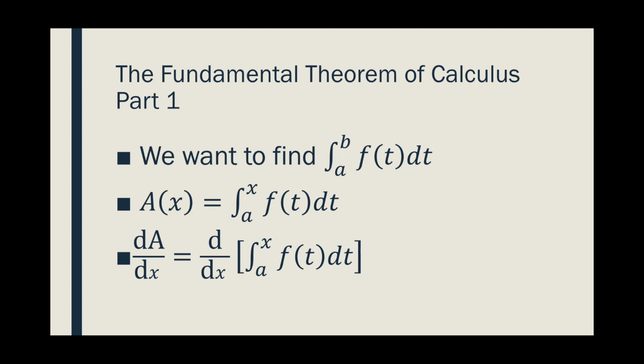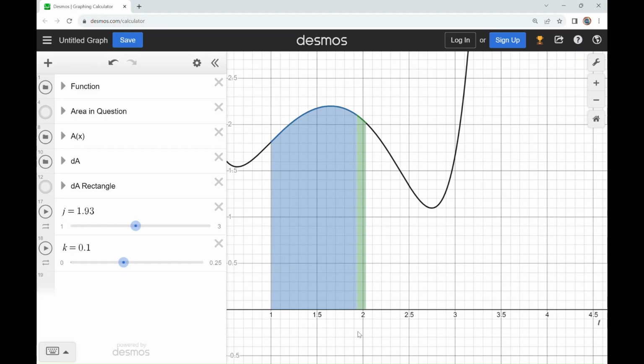This can be found by observing the ratio between an infinitesimal increase in x, which we call dx, and the corresponding change in A of x, which we call dA. Let's look at a graph again to make this more clear. The green area that I've depicted now is the area that is added to the function A of x when x is increased by a small amount, dx.